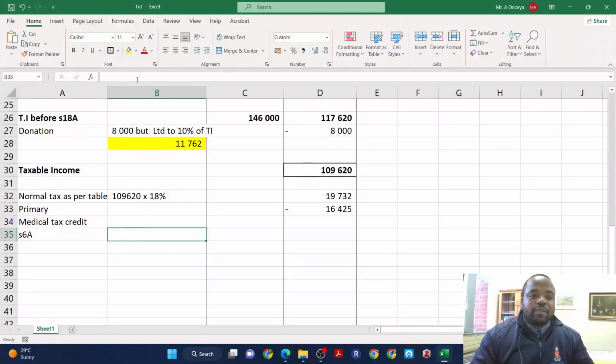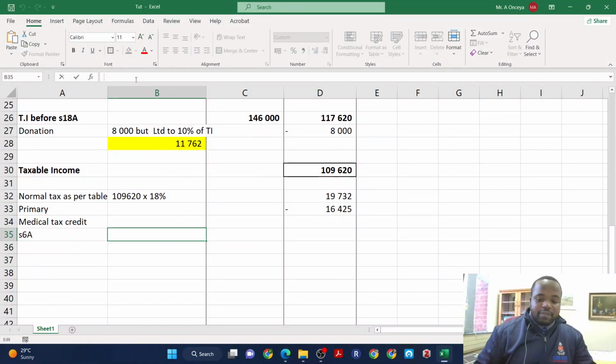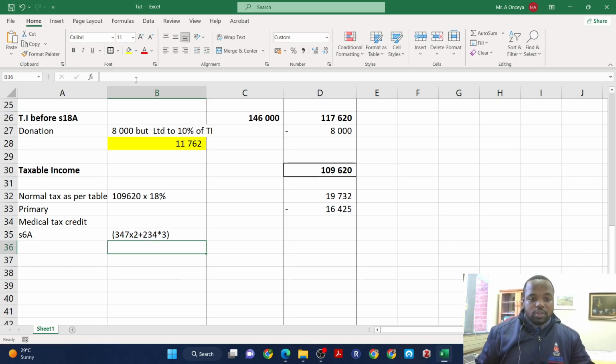Since it's 5 people for the scheme, the first 2 get 347, and then each additional member after that gets 234. So okay, wait.